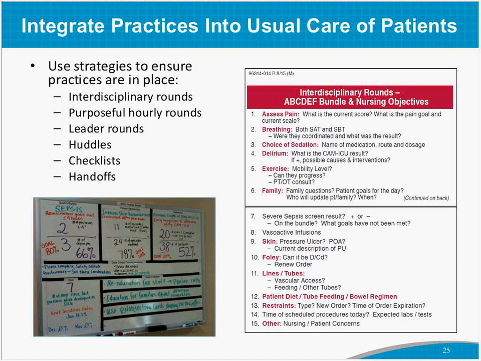Purposeful hourly rounding. If you're rounding on your high-risk patients, you should have certain things that you're looking for on those rounds. And if this is a fall risk, you would want to assess, based on their risk level, do they have all the right interventions in place. Leader rounding. We have managers on each of the units round on the patients at least once during their stay, if not daily, and they are looking for these practices being in place.